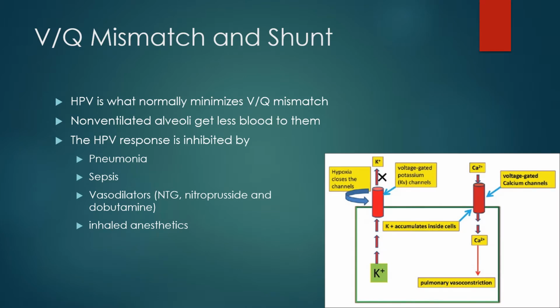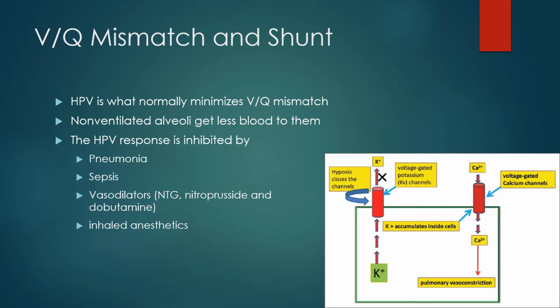So to understand VQ mismatch and shunting, you really need to understand hypoxic pulmonary vasoconstriction, or HPV. HPV is an attempt of normal lungs to optimally match ventilation and perfusion. So we get vasoconstriction of vessels in poorly ventilated regions of the lung, so we can send pulmonary blood flow to well-ventilated alveoli, so they can participate in gas exchange.